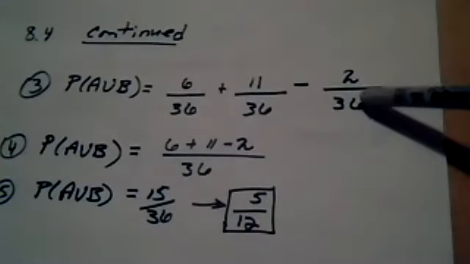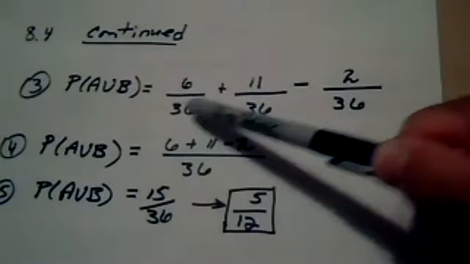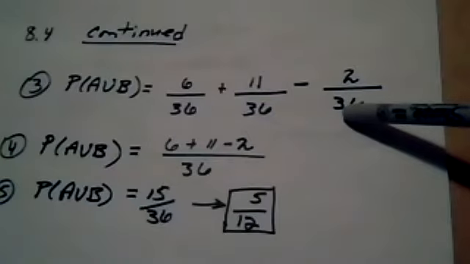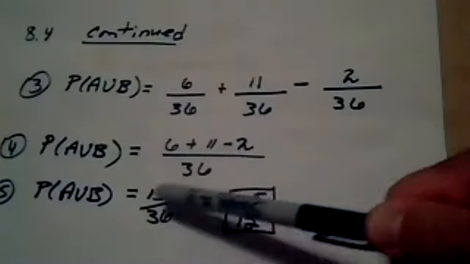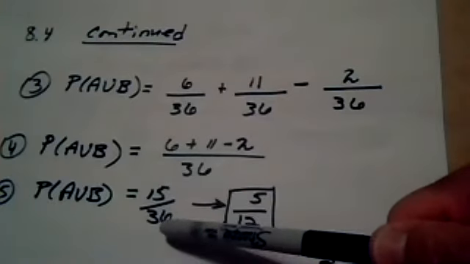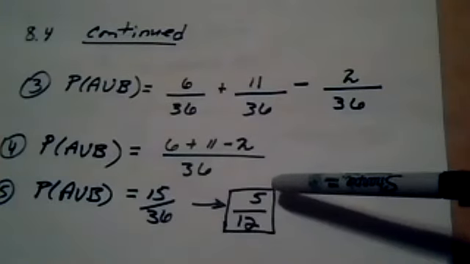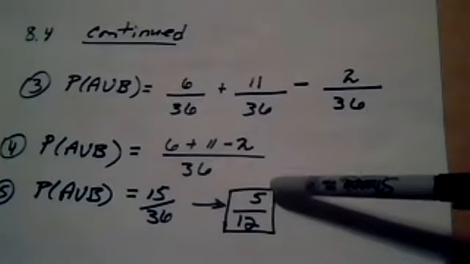Notice they're all out of 36 possible pairs. So you just need to write the 36s. Simplify the numerator, 15 over 36, and then reduce. You always reduce. And the probability would be 5 over 12.